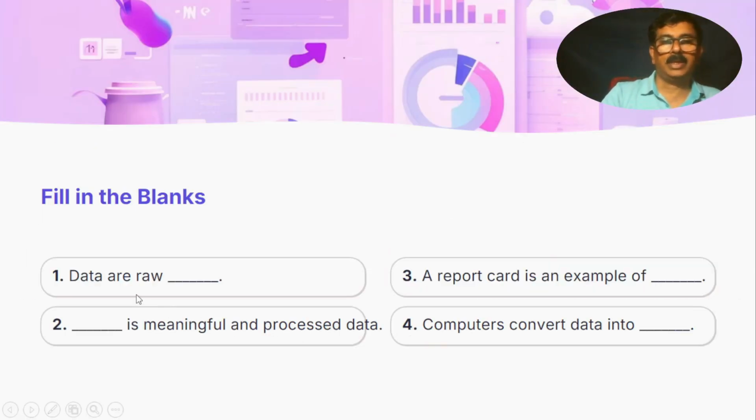Fill in the blank: data are raw facts. A report card is an example of information, because what comes last is the report card. Information is meaningful and processed data. Computers convert data into information. The answer to the third one is information, and for the other you can say raw facts.